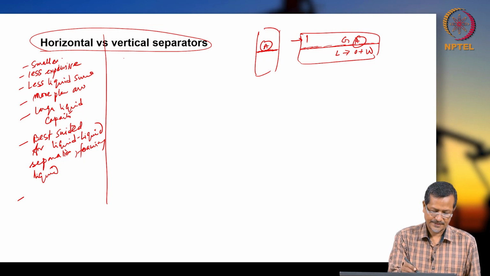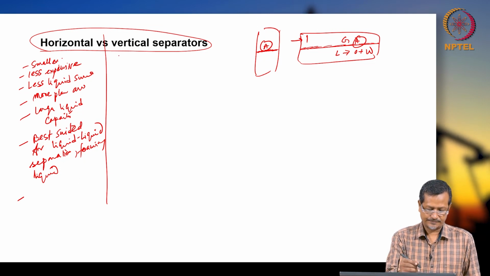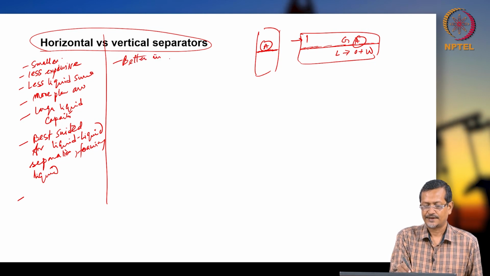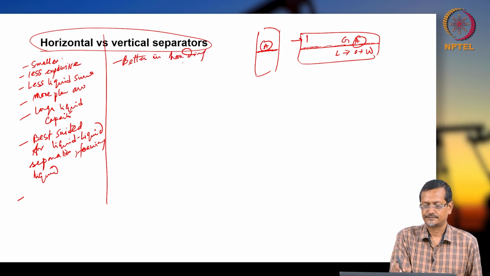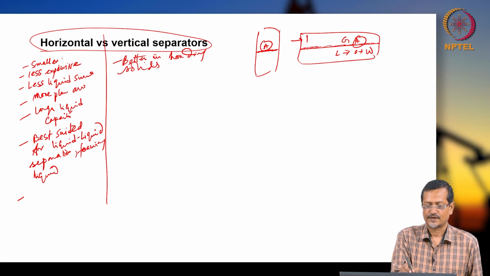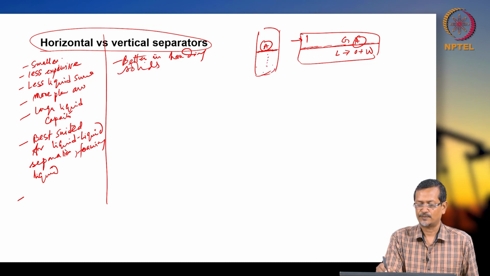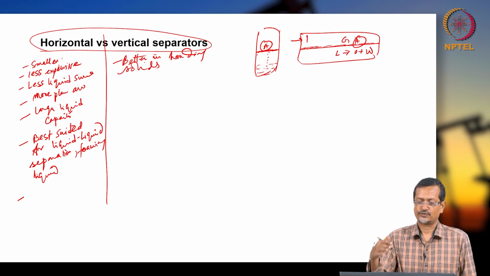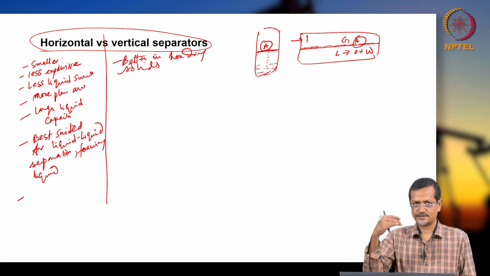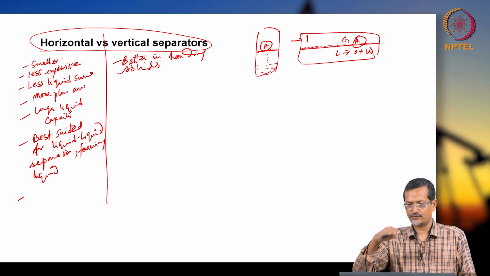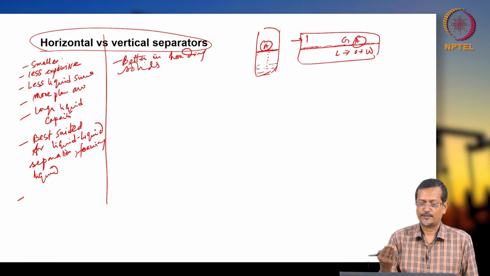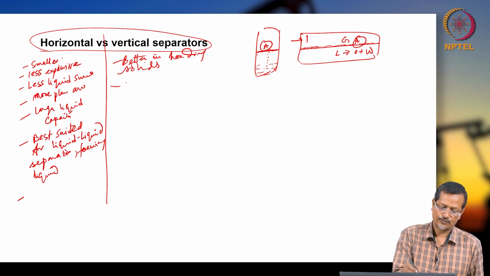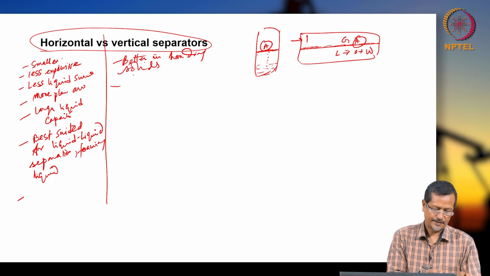But if you see the vertical separator, it is better in handling solids. The solid particles will slowly move down and settle here, because the bottom is a more calm zone and the gas and liquid interface is a more turbulent zone. So their settlement will be better. Solids will settle quicker and in a better way, with less plan area.